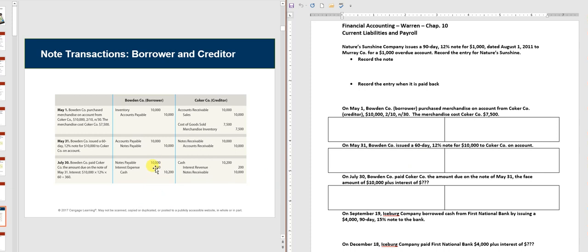So get the notes payable off my books. Notice I put it on with a credit, so I take it off with a debit. I debit interest expense, and I credit cash, whereas the person who loaned them the money gets a notes receivable off their books.